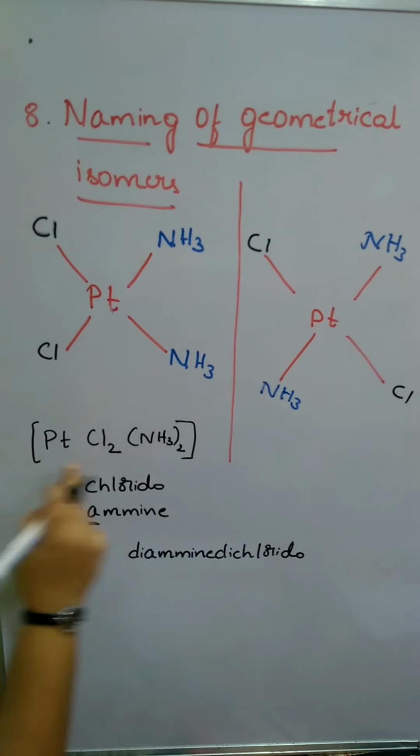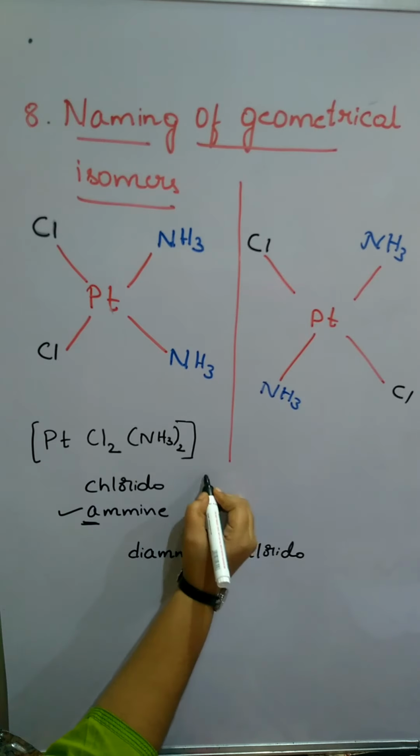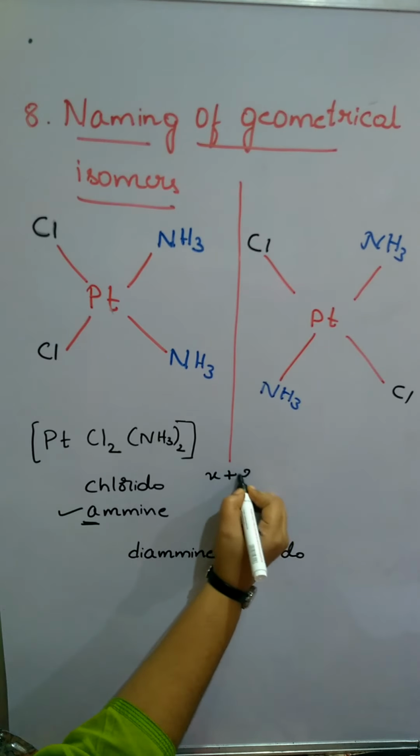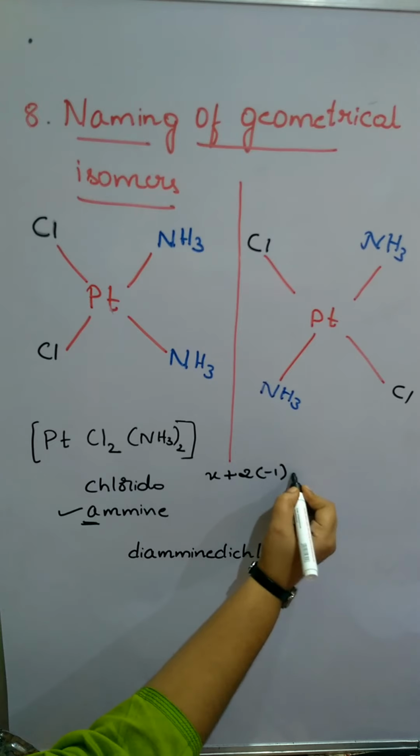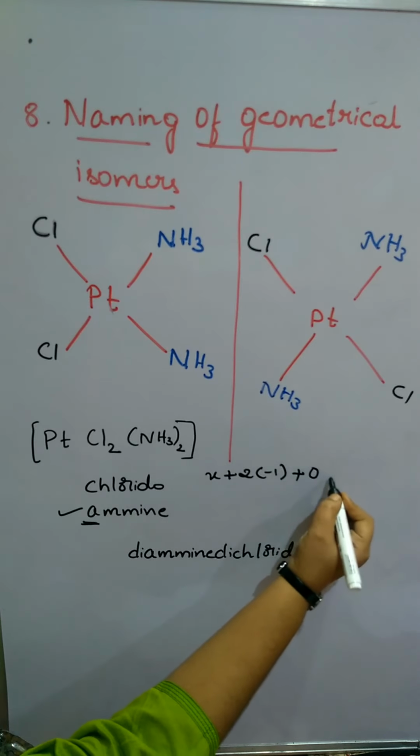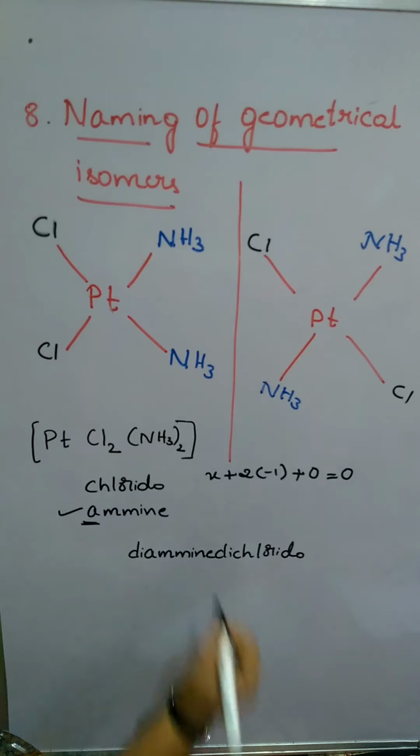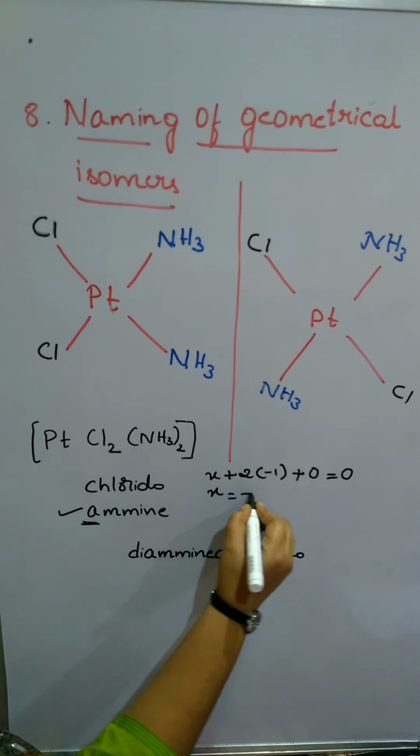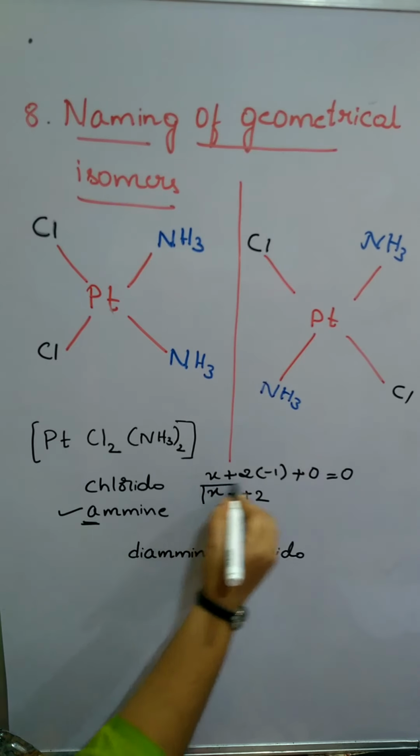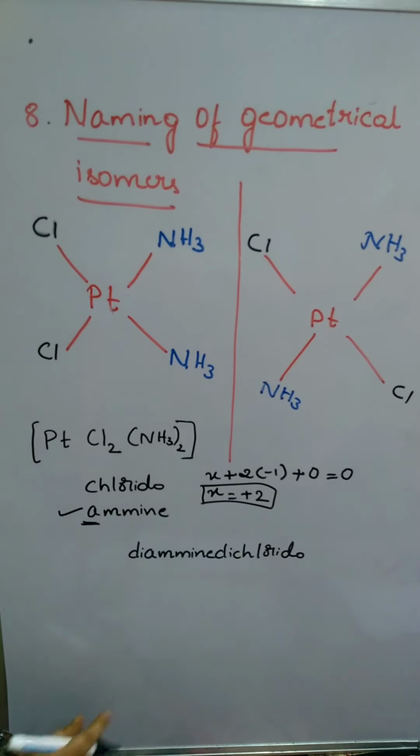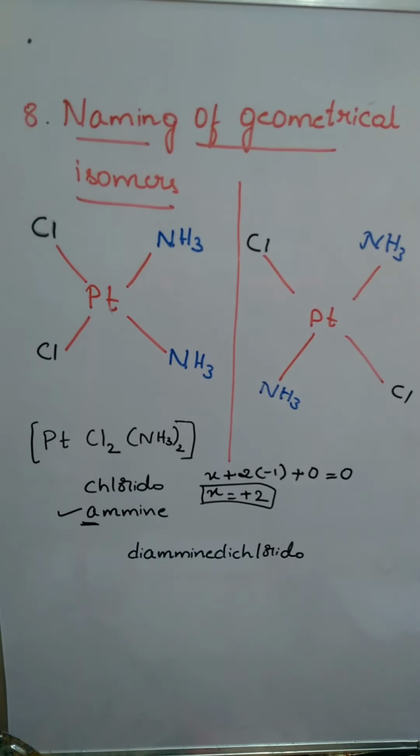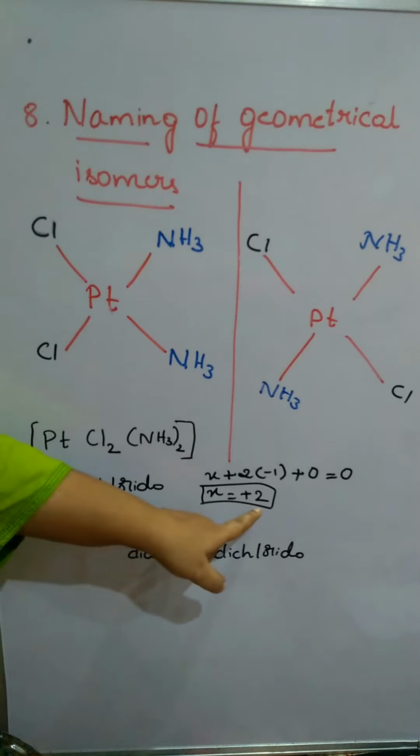Next, we don't have any charge, so we need to find the oxidation state. It is X plus 2Cl, each with -1, and NH3 is 0. We don't have a charge, so it is 0. X equals +2. So the oxidation state of the metal is +2.